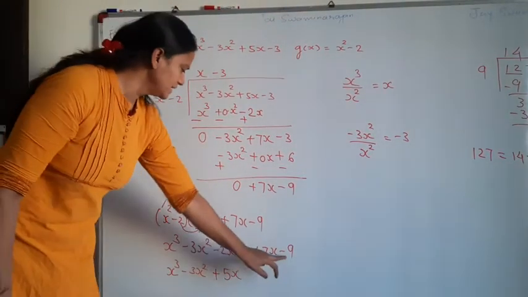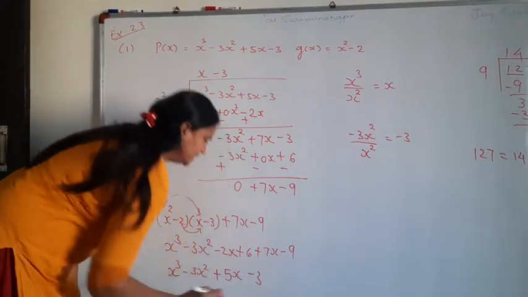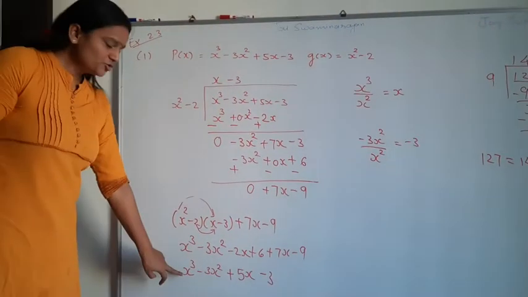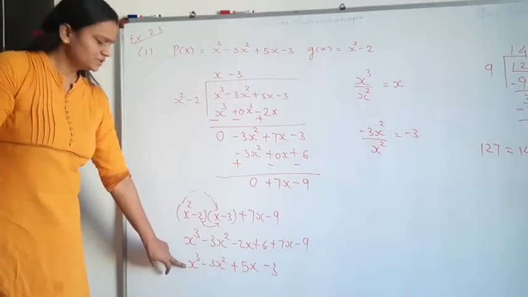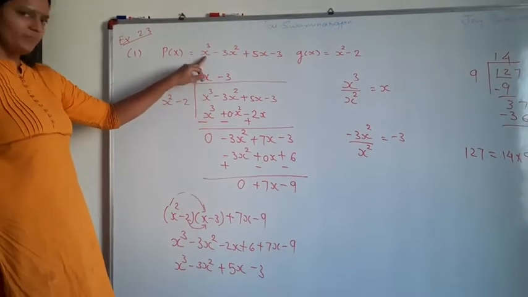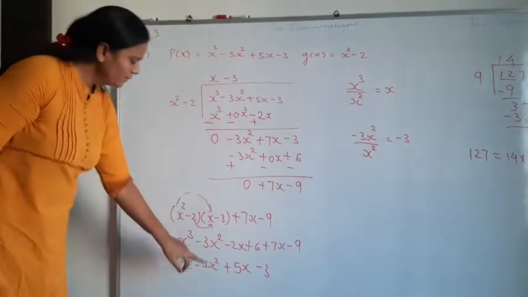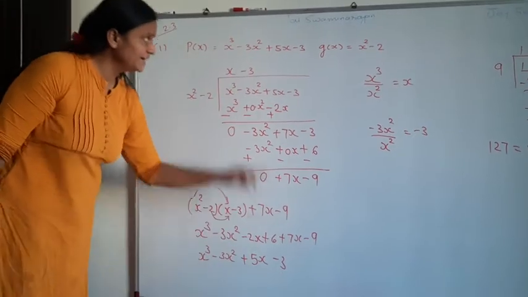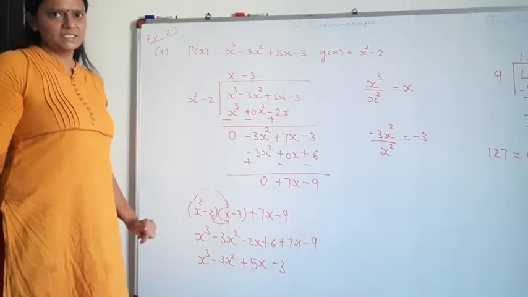Now plus 6 and minus 9, which is what? Minus 3. Now it should be what? It should be our dividend. So let us check here. X cube, p of x is what? X cube minus 3x square plus 5x and minus 3.